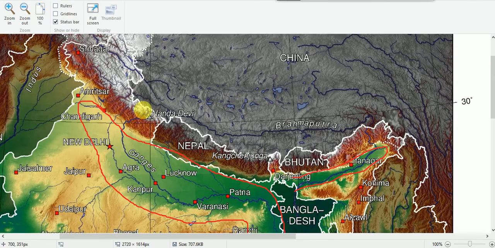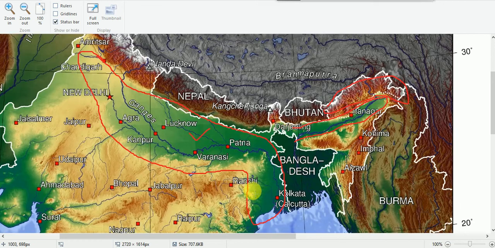Then you can examine this physical map again. As I told you, this brown color represents mountainous areas, and green color represents plain and coastal areas. And see here, we have the Ganga river and its tributaries flowing here. Because of these, we have more people in the plain areas, where the climate is also favorable for growing crops and water is also available. So let us read.